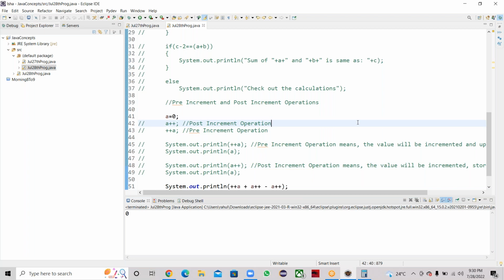Is everyone clear with the answer? Any doubts? Tomorrow we'll discuss more questions on pre-increment and post-increment. We'll go through some more complex logic behind it. Clear? Any doubts? No.